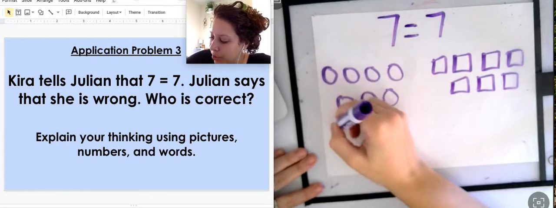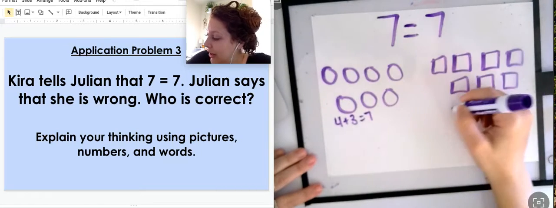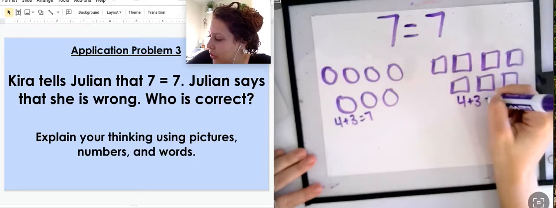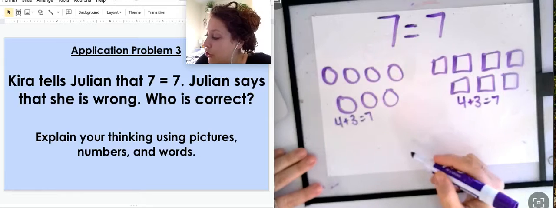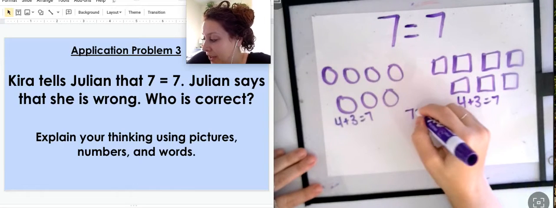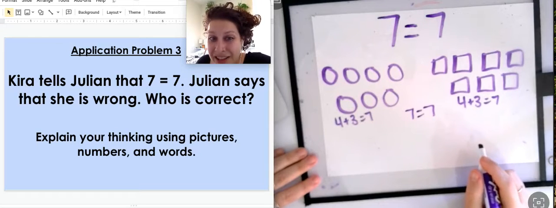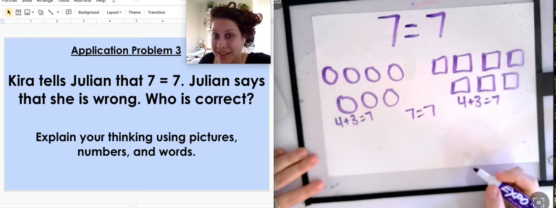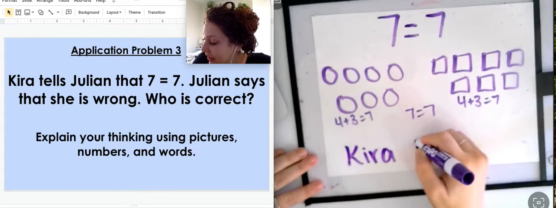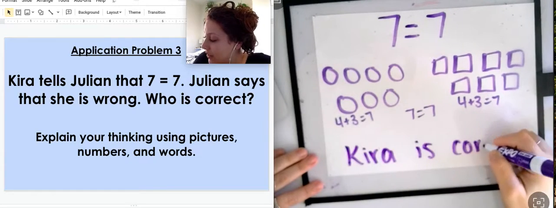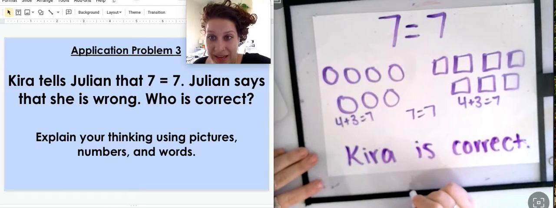Here I have 4 plus 3 equals 7. Here I have 4 plus 3 equals 7 because I have 4 on top and 3 on the bottom. So I can see that 7 equals 7. And that's what Kira said. So Kira is correct. I'm going to write that. Kira is correct because this is her thinking.